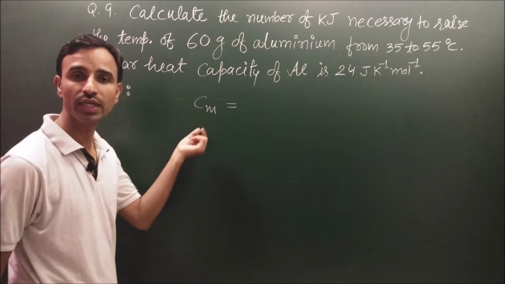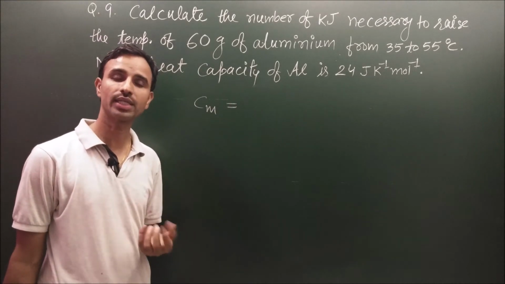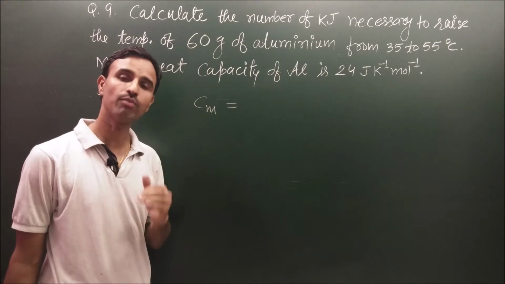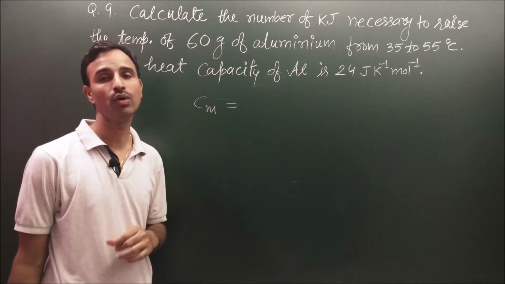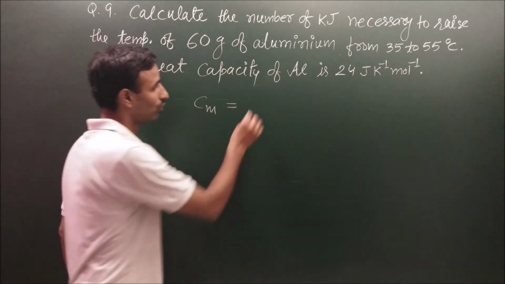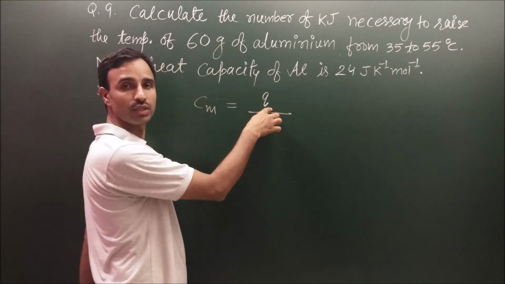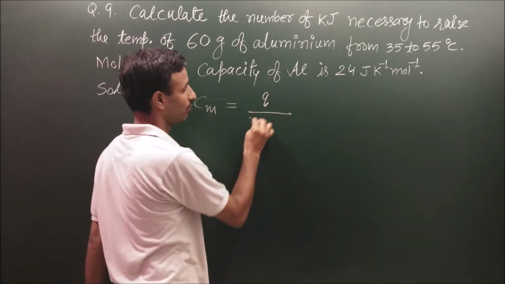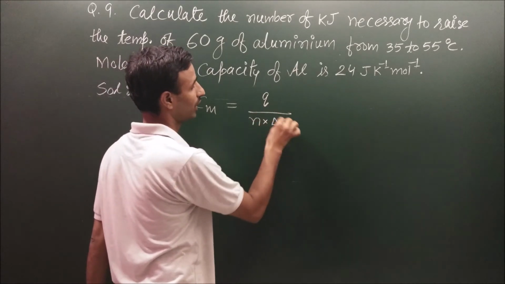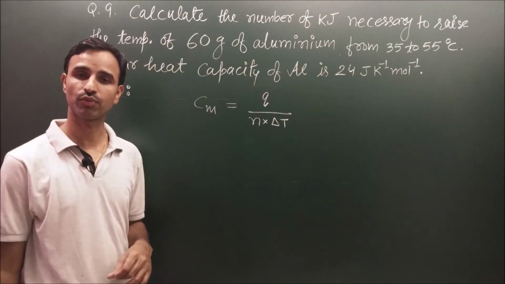Molar heat capacity is the amount of heat required to raise the temperature of 1 mole of a substance by 1 degree Celsius. So according to formula, molar heat capacity equals heat divided by number of moles into change in temperature. This is the exact formula.